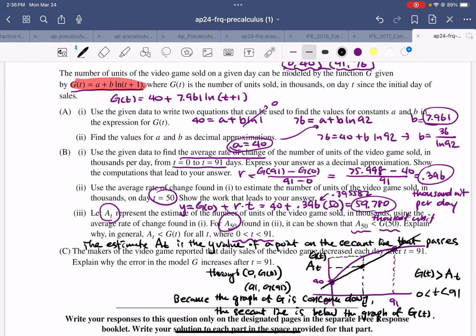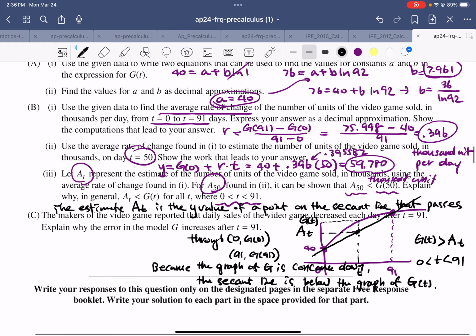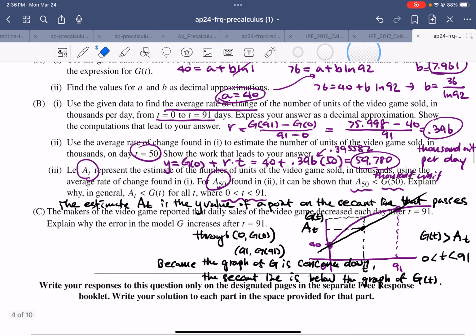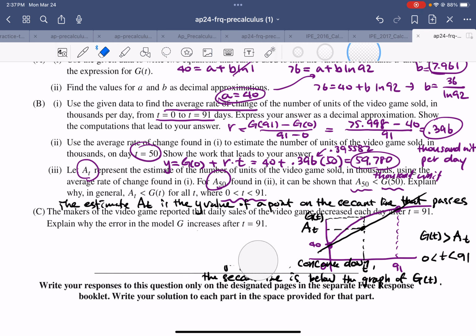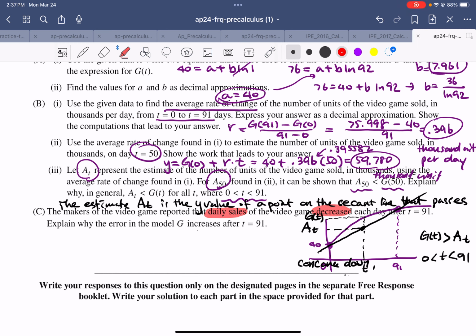Now part C. I don't know if you can see clearly, so maybe I should erase it. I believe you already copied it down, so let me erase this description. Okay. Now, the makers of the video game reported that the daily sales of the video game decrease each day after t equals 91, and they ask you to explain why the error of the model increases after 91.